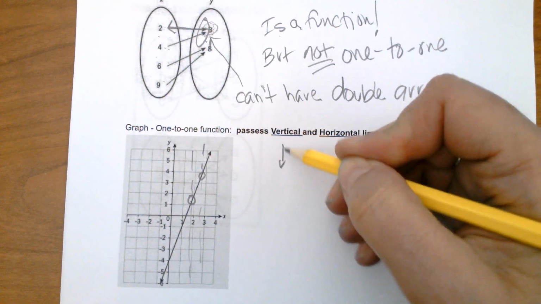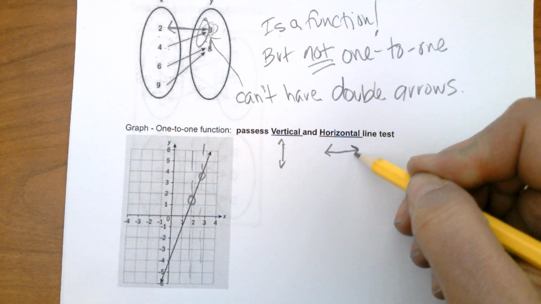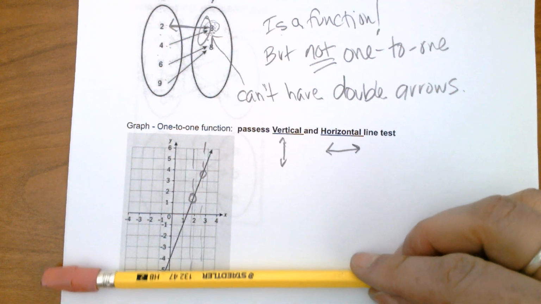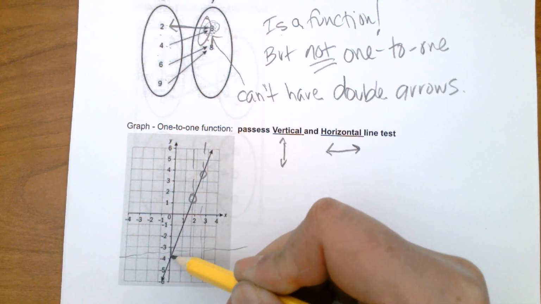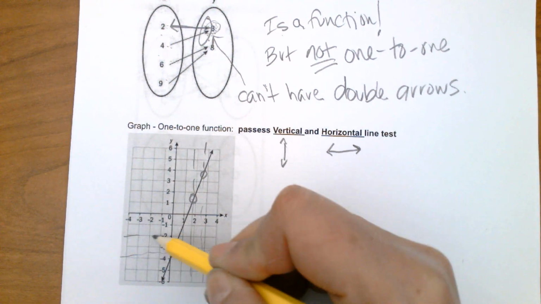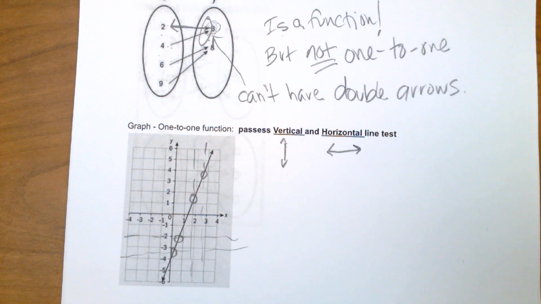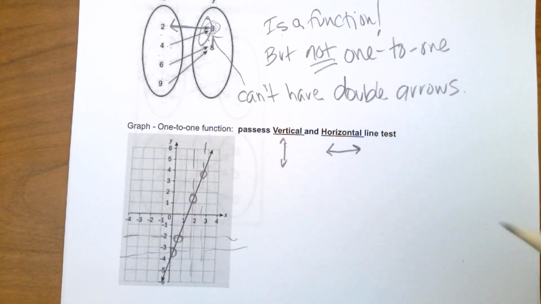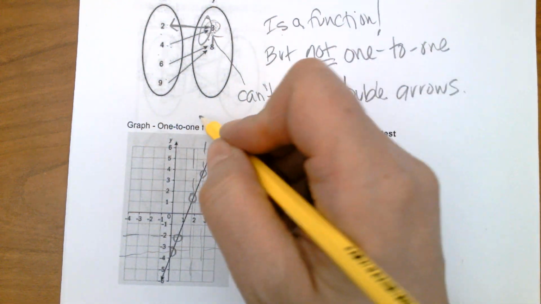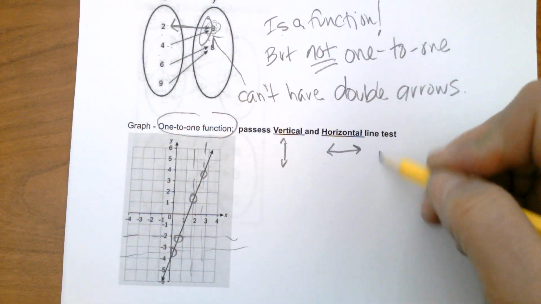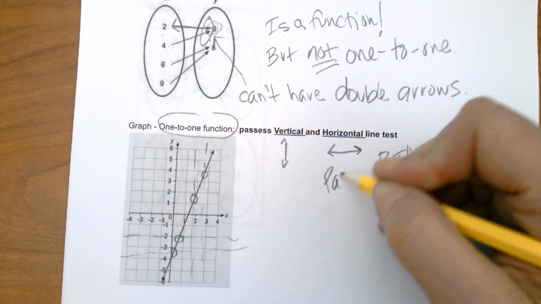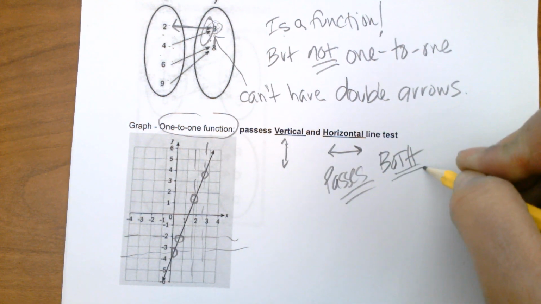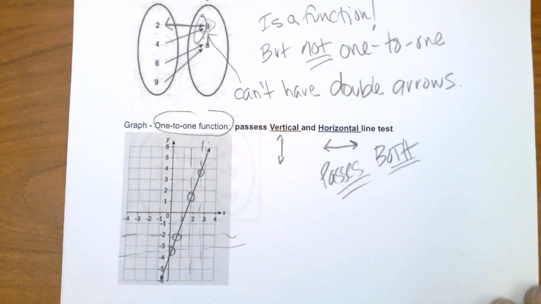Now, the vertical line is up and down. The horizontal line test goes from the bottom to the top. So again, anywhere I stop, I'm only going to be touching this line once. I don't care where it stops, but I can only touch the graph once. That's the horizontal and vertical line test, and it's one-to-one if it passes both. Then it's going to be one-to-one. Okay.